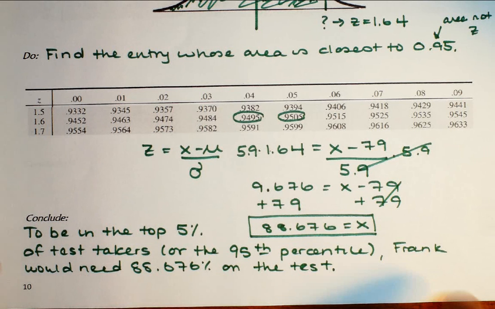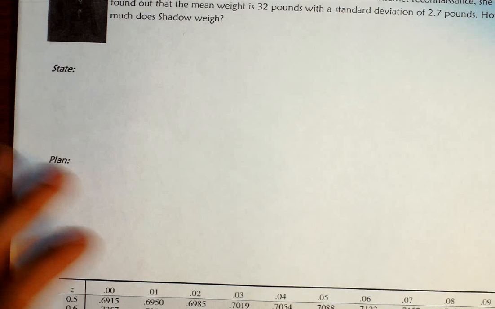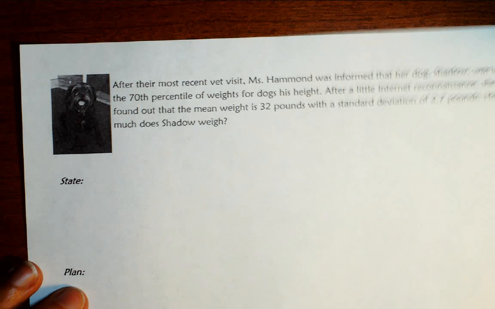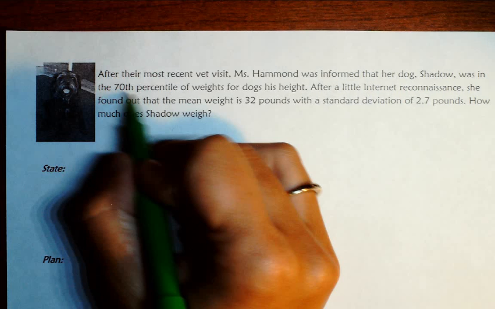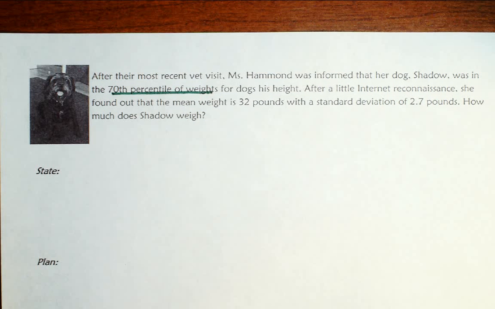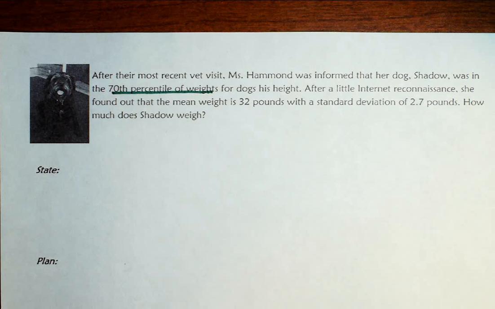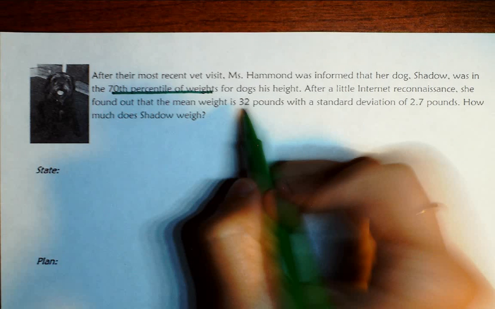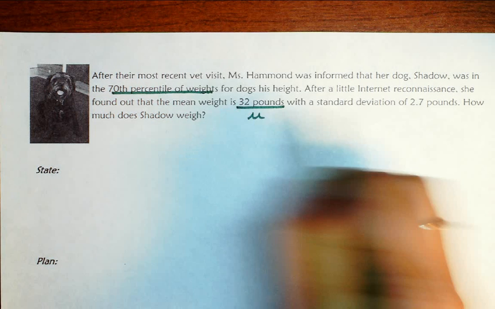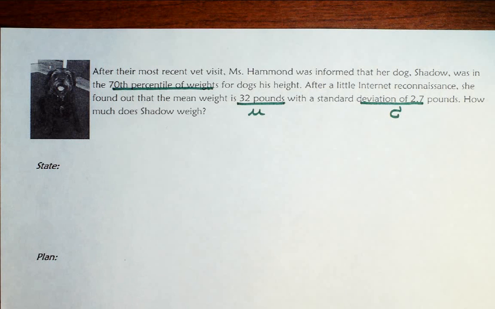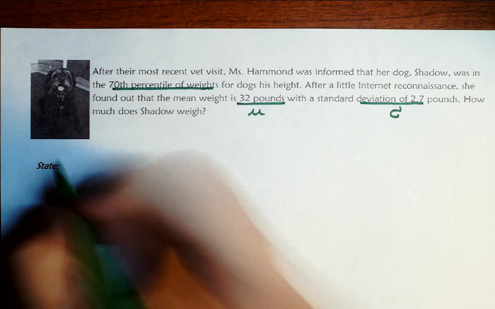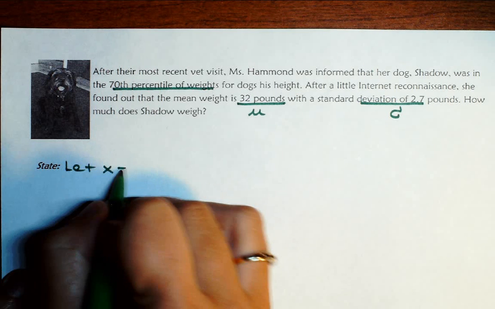All right, let's do one more. So, this is my pup Shadow, and after his most recent vet visit, I was informed that he was in the 70th percentile of weights for dogs his height. After a little internet reconnaissance, I found out that the mean weight is 32 pounds with a standard deviation of 2.7 pounds. How much does Shadow weigh? So we need to define our variable. So let x equal Shadow's weight.